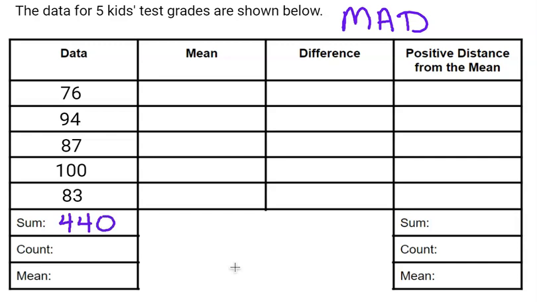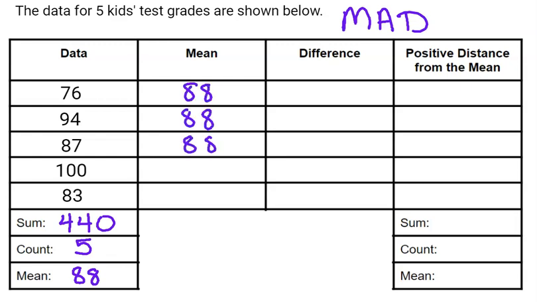And then the count of them, remember, is how many data pieces you have. In this case, I have 5. And that gives me a mean of 88. So again, these are talking about test grades in this case. So the average of this group is that they would have gotten an 88. Okay, so if I add them all up, divided by 5, I get 88. So our mean is 88.